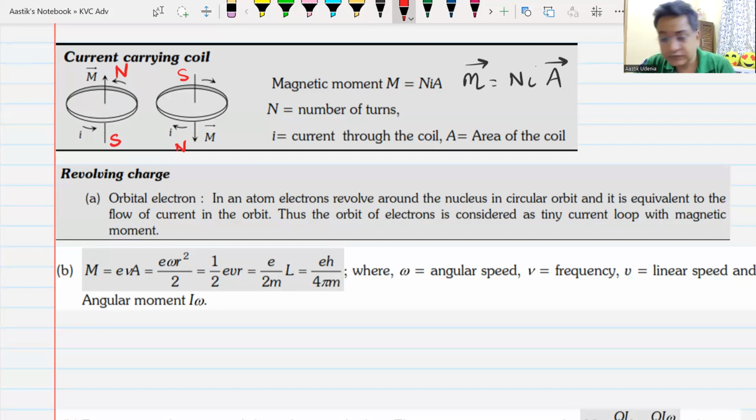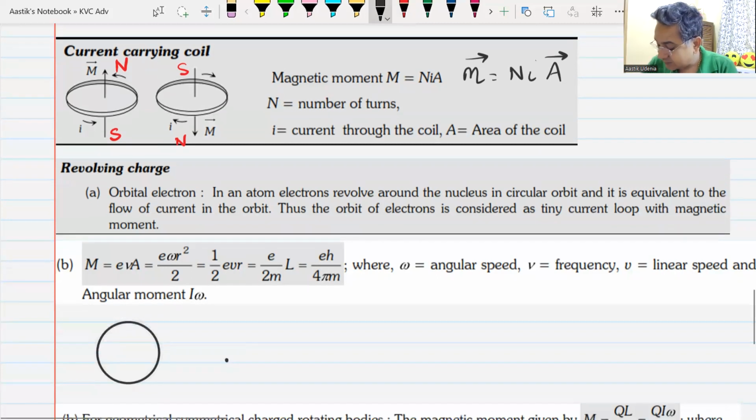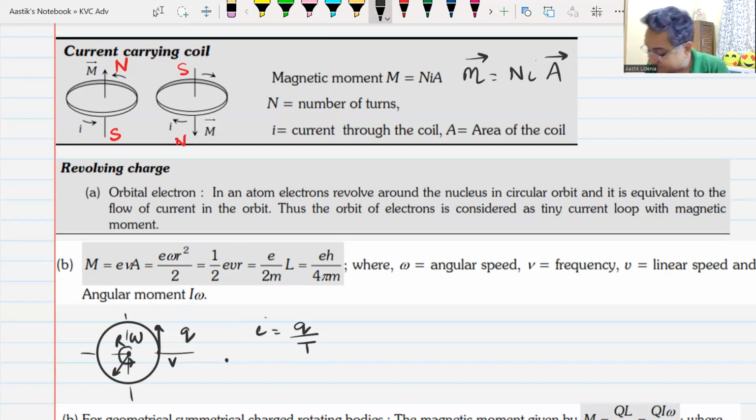Similarly, if an electron or a charged particle is moving in a circular path, let me draw it here. This is a charged particle moving in a circular path of radius r. If the charge of this particle is q and it is moving with a velocity v or an angular velocity omega, you can also treat this as a current carrying wire. Current in this wire will be equal to q divided by t. Do we remember this? Yes or no?